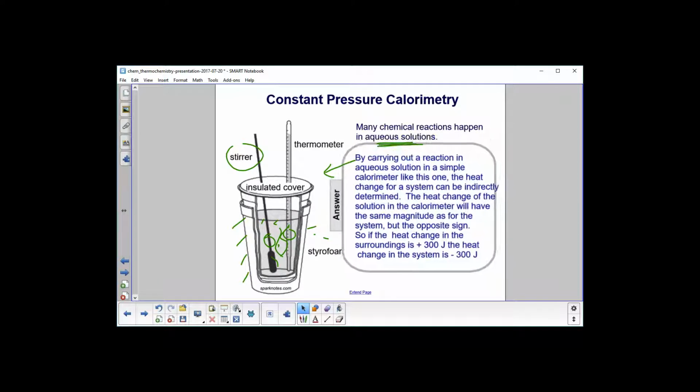The answer is we could carry out a reaction in an aqueous solution in this calorimeter. The heat change can be indirectly determined. The heat change of the solution will have the same magnitude as for the system, but the opposite sign. So the heat change in the surroundings would be 300 joules. The heat change in the system would be negative 300 joules.